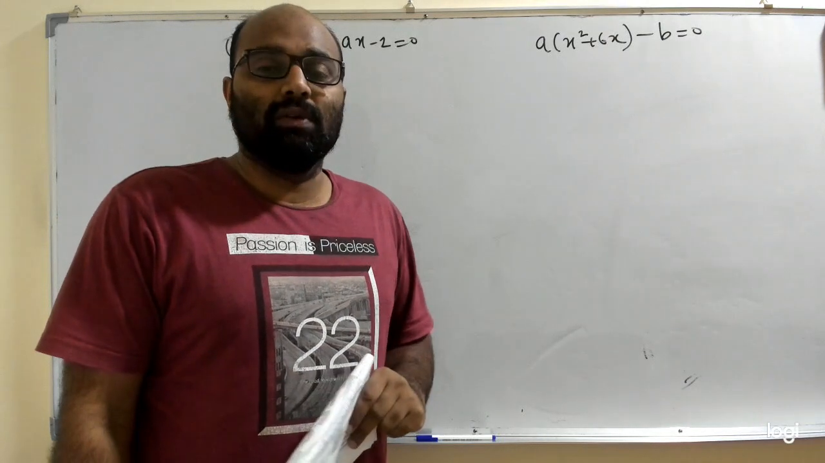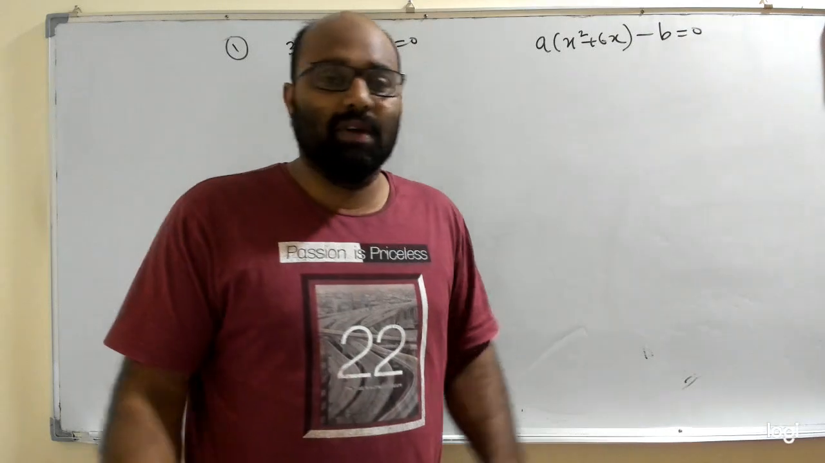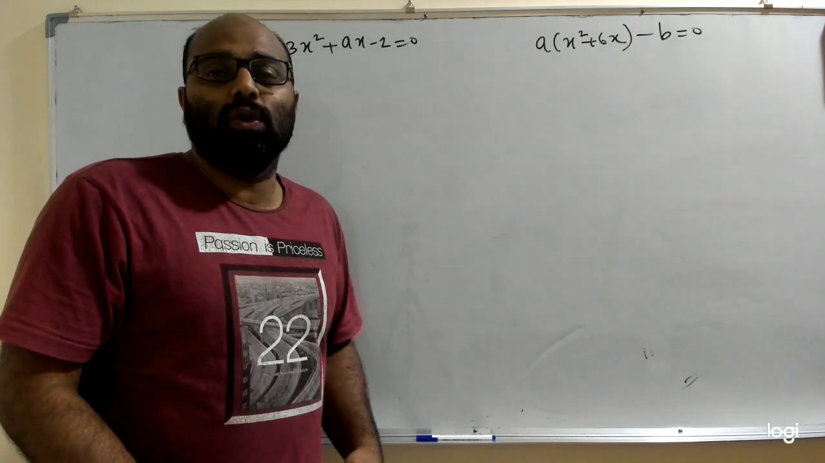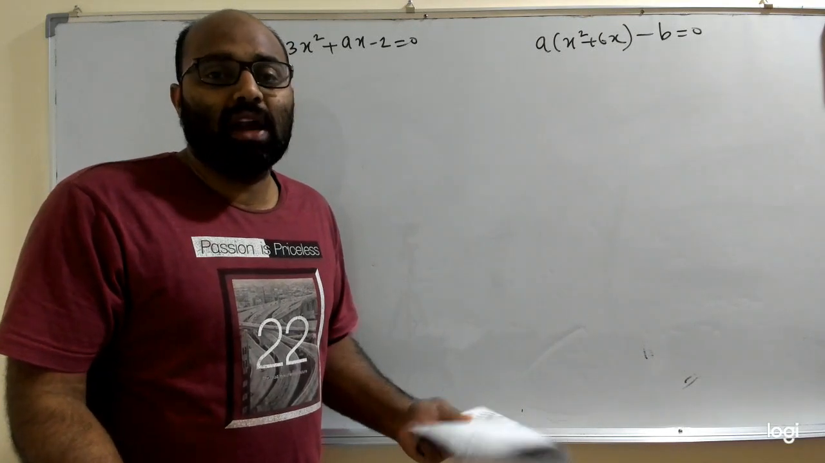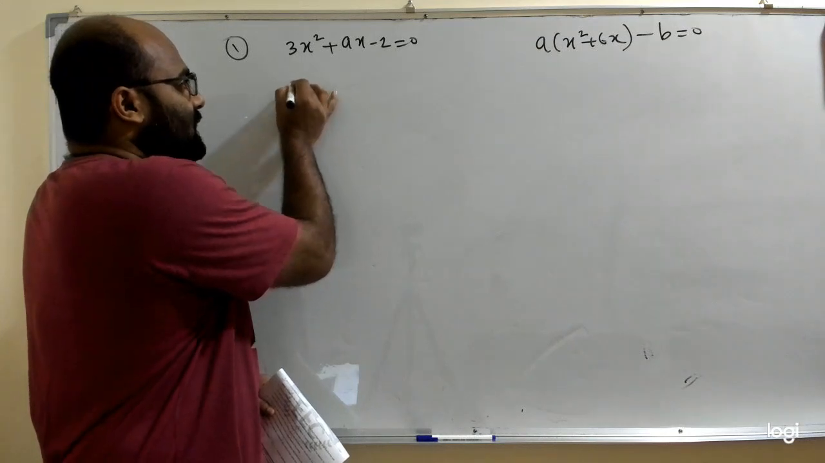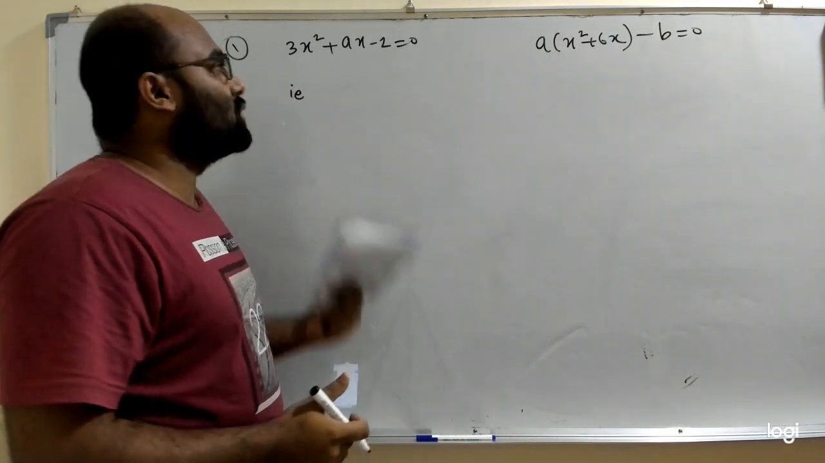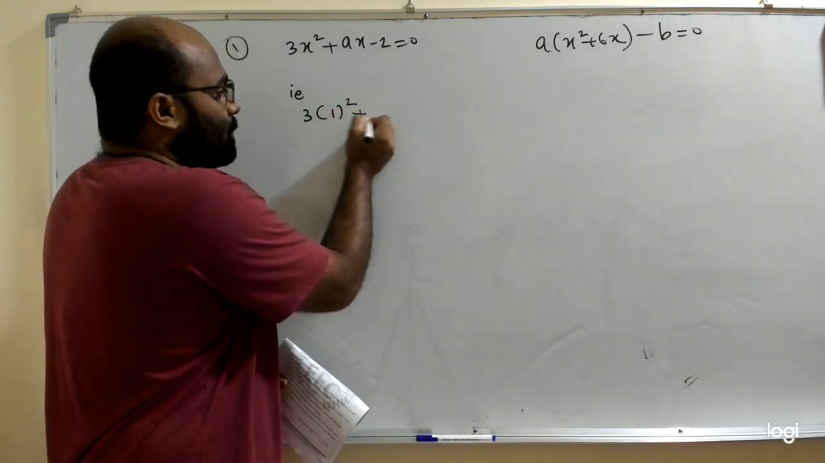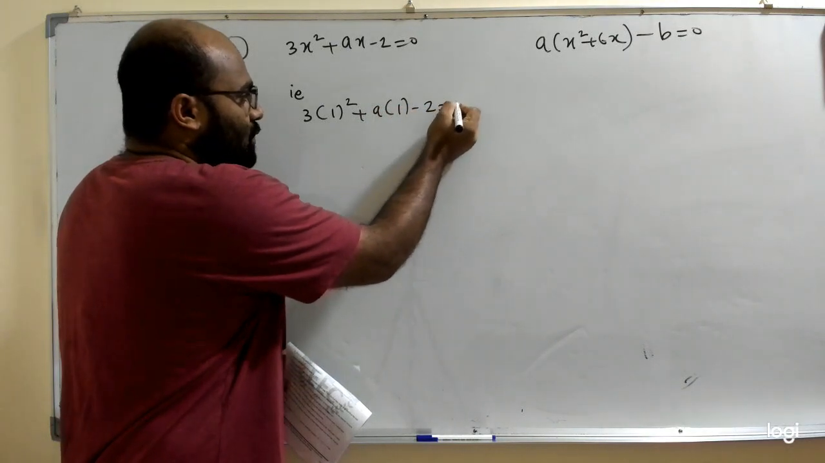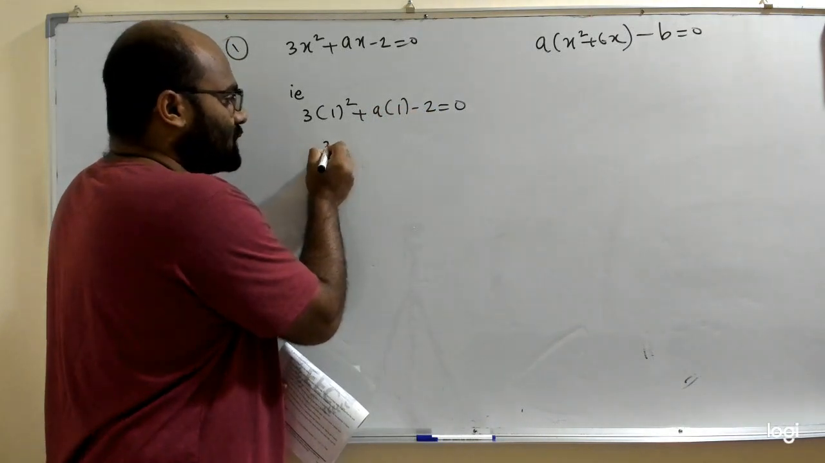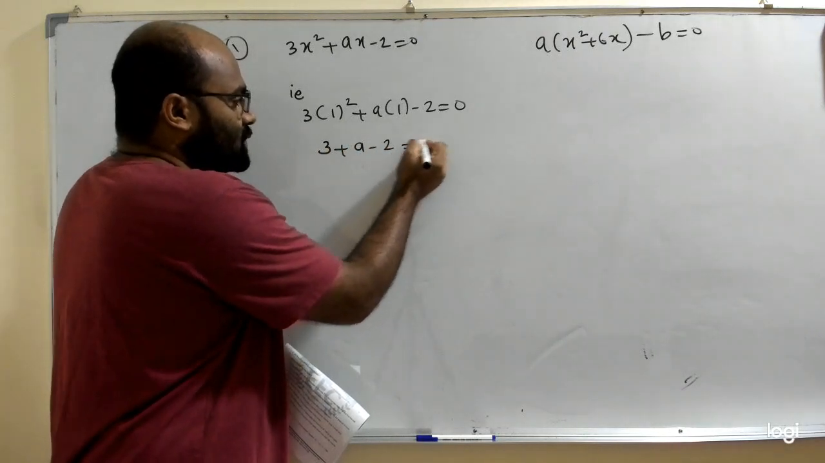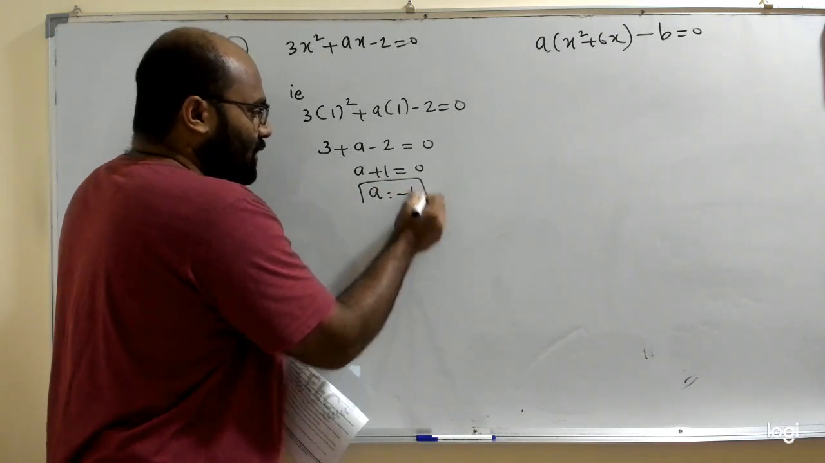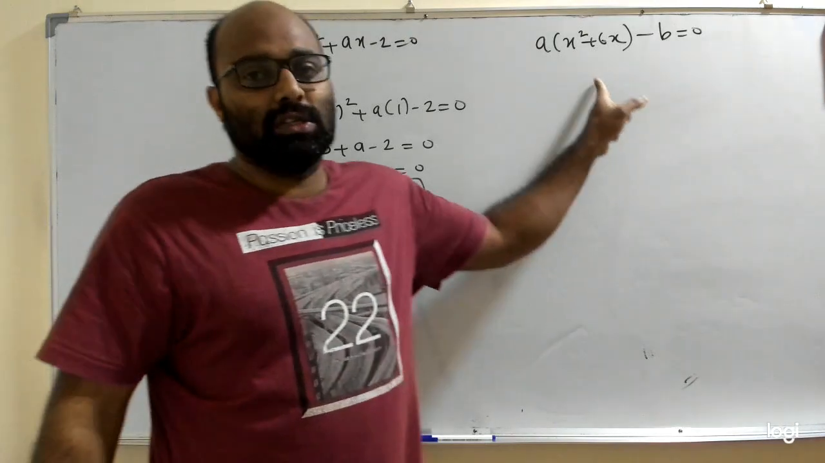That's the equal roots. Find the value of b. Same way, given that 1 is the root of 3x square plus ax minus 2 equal to 0, I told you root means that's the value of x. That is, given that 1 is the root of the equation 3x square plus ax minus 2 equal to 0, 3 into 1 square plus a into 1 minus 2 equal to 0. 1 square is 1 only, so 3 plus a minus 2 equal to 0, a plus 1 equal to 0, a equal to how much? Minus 1. Don't forget, 1 is the root of this equation, not this equation.